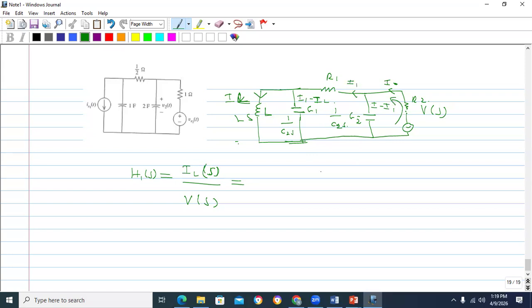If we apply Ohm's law in this loop, you will get the source Vs is equal to the current through R2, that is I R2. And the current through C2 is I minus I1, so it will be in this direction. The current is in the same direction, so it will be plus (I minus I1) over C2.